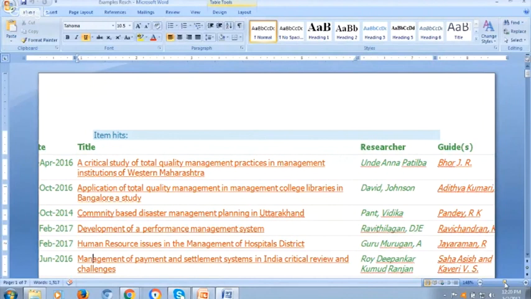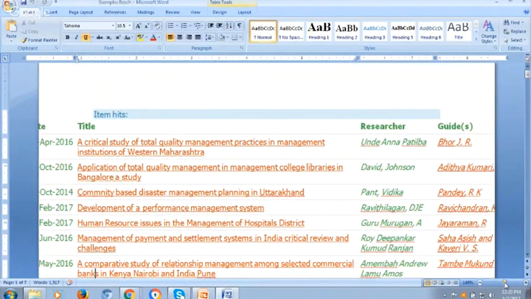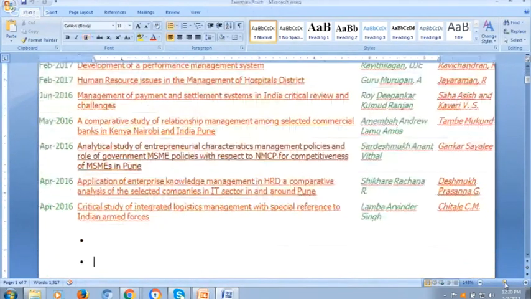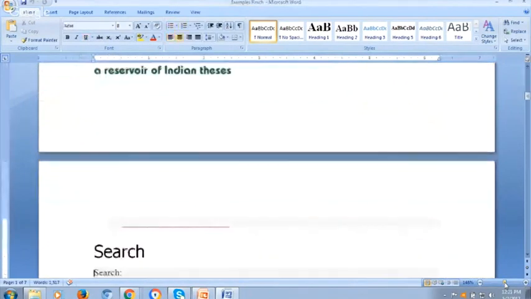Management of payment and settlement systems in India, critical review and challenges. Now here, when you look at the problem, three terms appear. Management is one. Which system? Payment system and settlement system. Or against the management, you can also include critical evaluation of, which you can include while you are reviewing the literature. Now let me take up a few studies here.